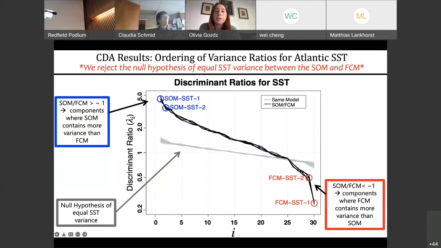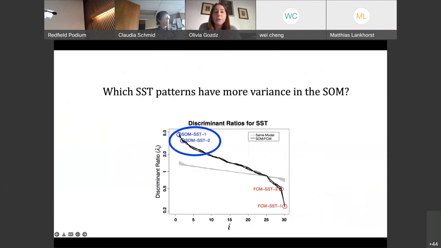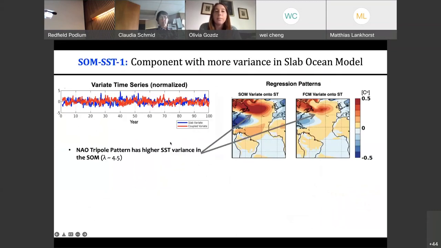And as you can see, our sample is significantly different from the null hypothesis line, which leads us to reject the null hypothesis of equal SST variance between the slab and the fully coupled models. We've highlighted four modes that we're going to be looking at in more detail throughout this talk. First, I'm going to be focusing on the modes that have more SST variance in the slab ocean model, and we're going to explore what these patterns look like.